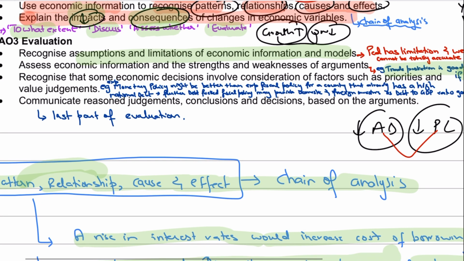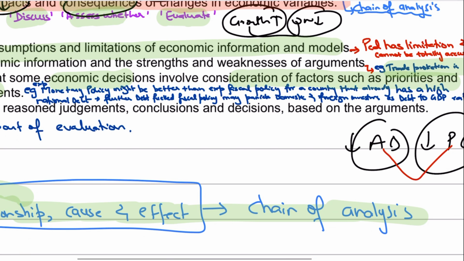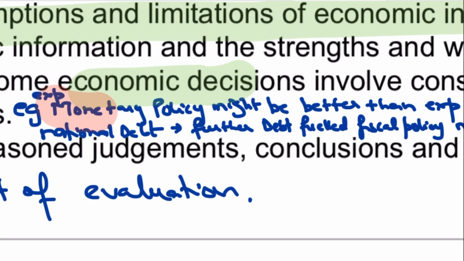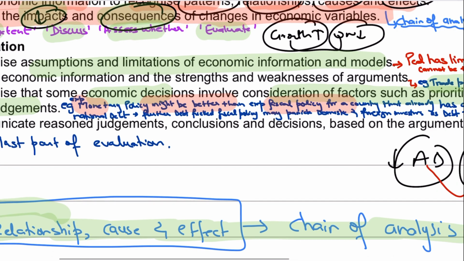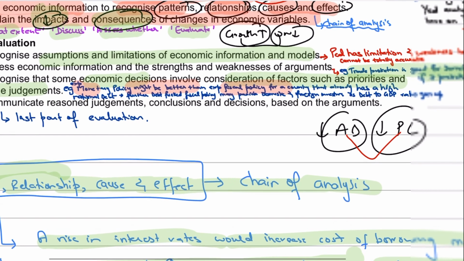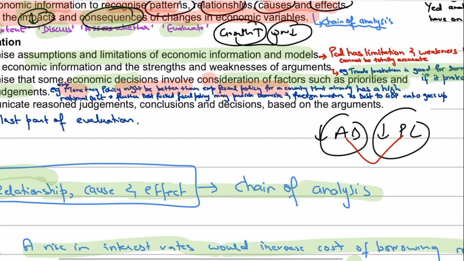So guys, evaluation also recognizes that some economic decisions involve the consideration of factors such as prioritizing and value judgments. Now, obviously, if you're saying something that has a value judgment or a normative element involved in it. So for example, you could say that expansionary monetary policy might be better than expansionary fiscal policy. But then this has a value judgment involved, and this is also based on certain consideration of factors.